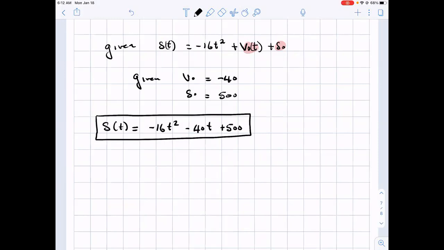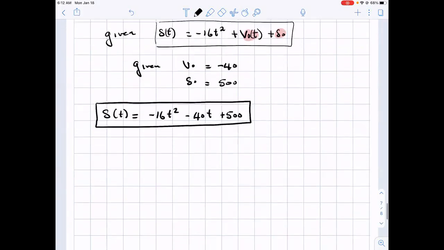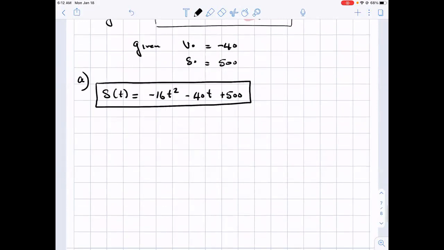That's our position function. The general position function was given to you, and V0 and S0 are given. Now, the second part is asking you, what is V of t?